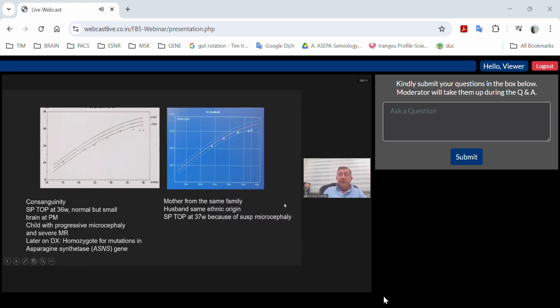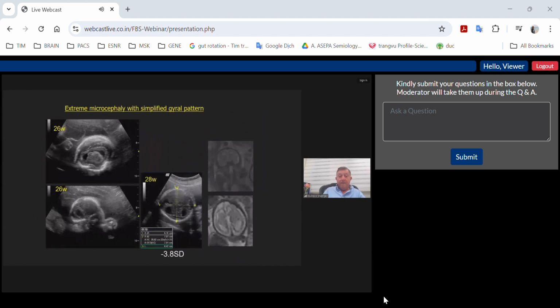She went for a termination of pregnancy because of microcephaly at 37 weeks a few years ago. The ultrasound was completely normal, the MRI was completely normal. At this time, we were not aware of the diagnosis in the other family, and the child was born with microcephaly with severe mental retardation and eventually had the same disease.